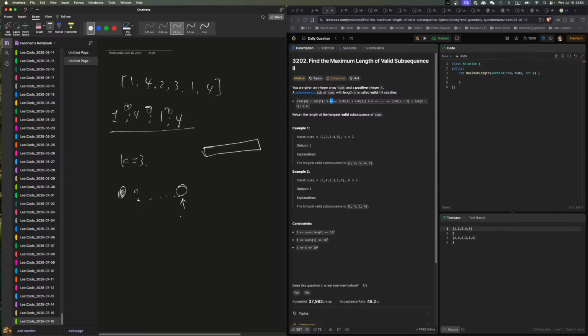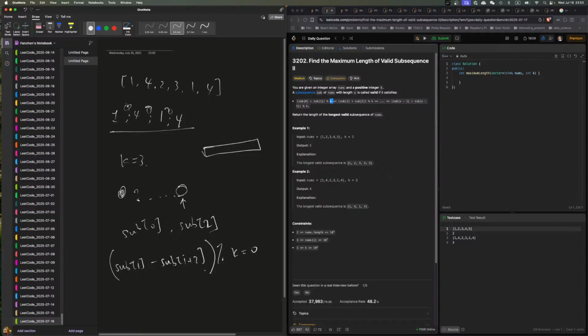I think I'm just trying to see if, because we have this skipping property, right? We say sub 0 and sub 1. No, sub 2, right? Sub 0 and sub 2, or sub i minus sub i plus 2, mod k is equal to 0. I'm still trying to see if this can be used more efficiently.